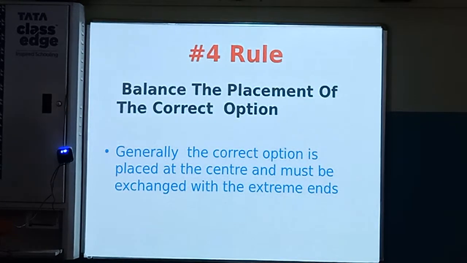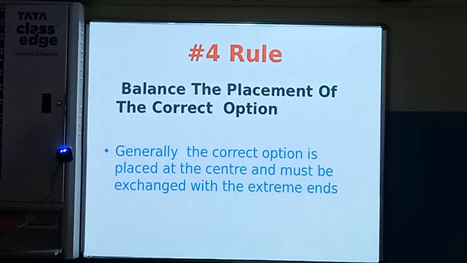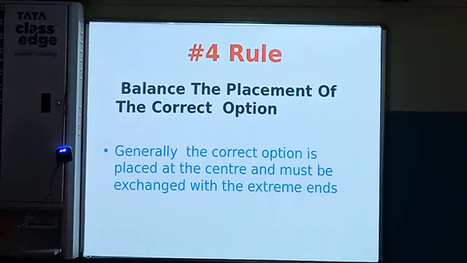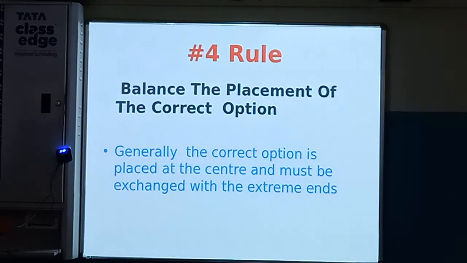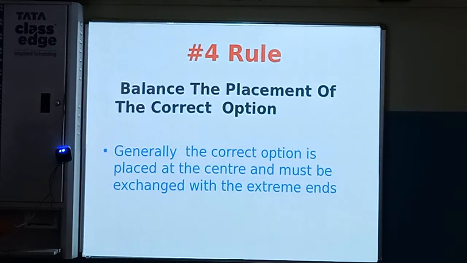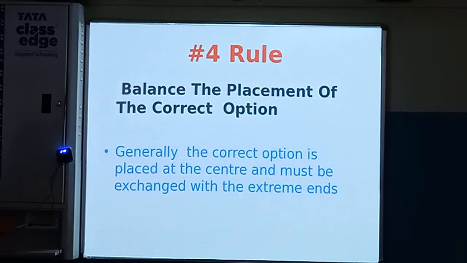So what is the ideal way of putting the correct options there? It is written there. Generally, the correct options we place at the center and must be exchanged with the extreme ends. Center means, of the 4 options we are giving: option A, option B, option C, and option D, the correct answer must be placed either at B or at C. And on a periodic basis we need to interchange with the extreme ends, that is, with option A and option D.